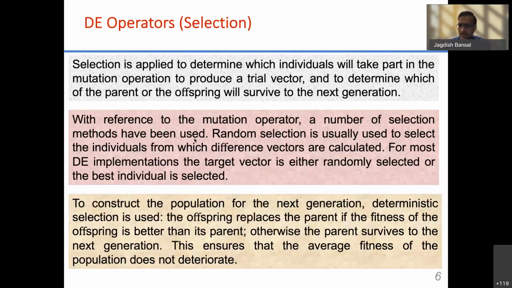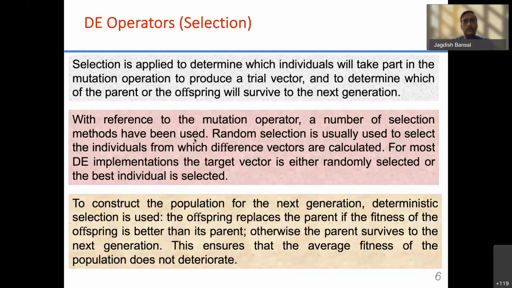Greedy selection is just a fancy name. It's very simple. If your child's fitness is better, the child will survive. If your parent's fitness is better, the parent will survive. That's all. Not much mathematics here, right? So you have the three operators: mutation, crossover, and selection. Selection means whichever is better will be part of the population, and the weaker will die out. That's the evolution, right?